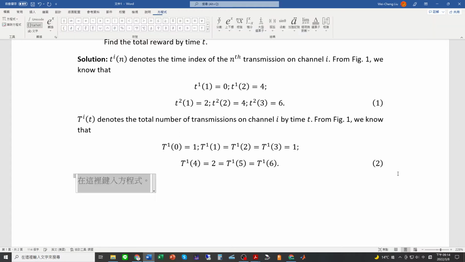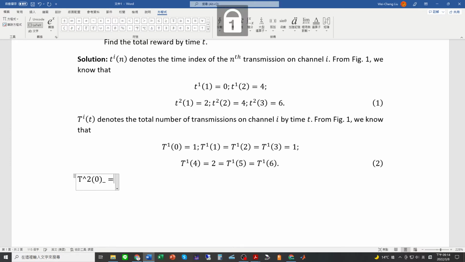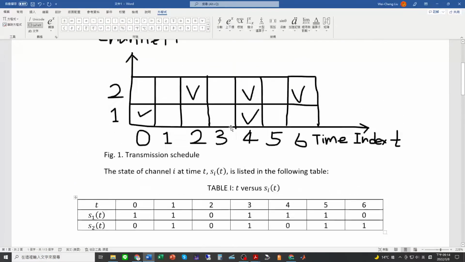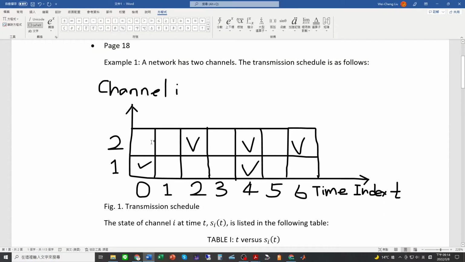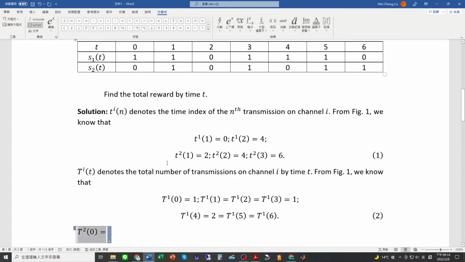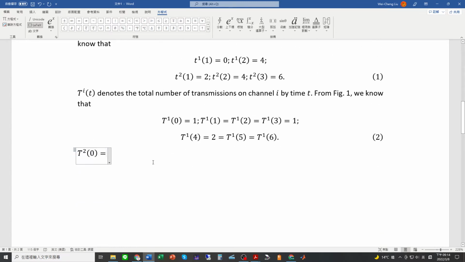Next we want to find T2 of 0. On channel 2, at time 0, there is no transmission. And when the time index is equal to 1, there is also no transmission. So T2 of 0 is equal to T2 of 1, which is equal to 0.